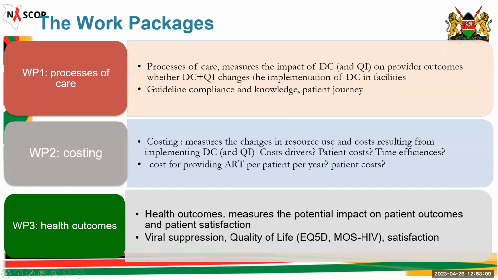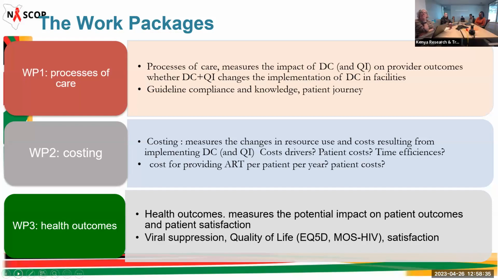We used time-driven activity-based costing as a costing approach, and we wanted to measure the changes in terms of resource use and cost resulting from implementing DC and QI, understand what the cost drivers for service delivery were, understand the patient costs related to coming to seek services, the time efficiencies gained through the reorganization of the processes of care through DCQI implementation, as well as the cost of providing ART per patient per year, and the patient costs related to coming to seek services from the various facilities.